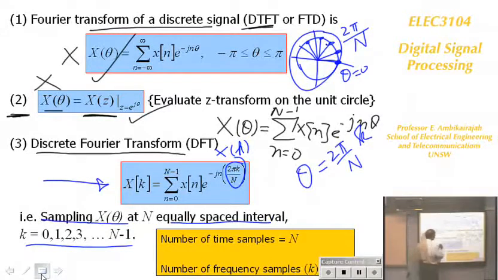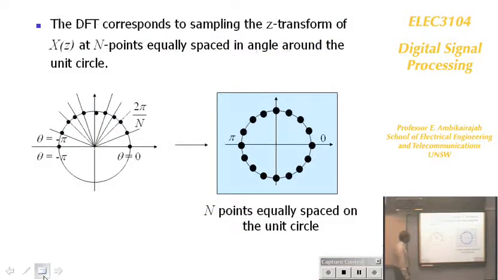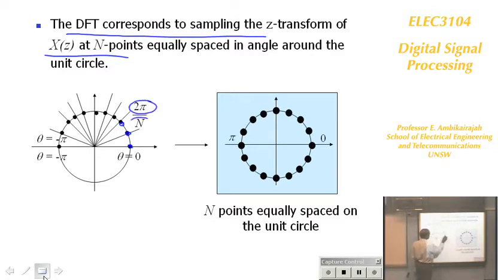So from now onwards, this is what we will use to extract the discrete Fourier transform to look at the spectral content of a signal. So what does that mean? Here you can see the DFT corresponds to sampling the Z transform at N equal points. So I say the first frequency point is that, the second one is this, the third is this. So 2π divided by N, where N is the number of points you want.